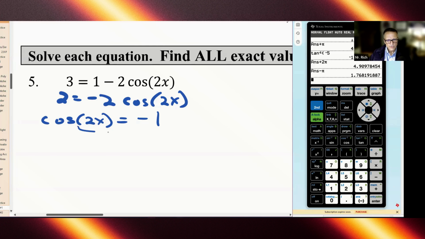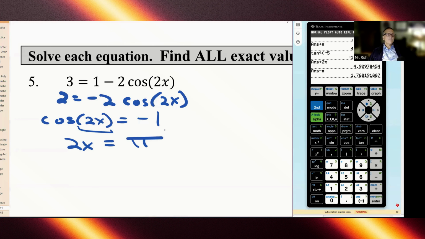Doesn't matter what is in here. The question is when is the cosine of an angle -1? Right? The angle happens to be 2x. Well, cosine is -1 at one specific value within the unit circle. And that value is pi, like that. That's it. Now, let's consider this.